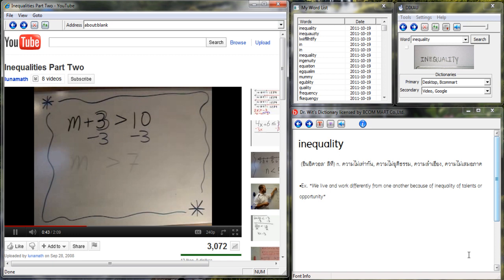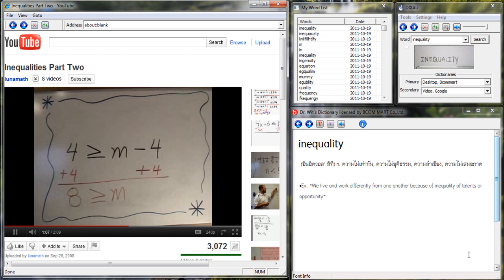Now this tells us that m is greater than 7. And we remember how to graph this. Draw a number line, an open circle at 7, and shade the number line. How would we solve and graph 4 is greater than or equal to m minus 4? We need to add 4 to both sides, and that tells us that 8 is greater than or equal to m, and we can show these values on a number line.